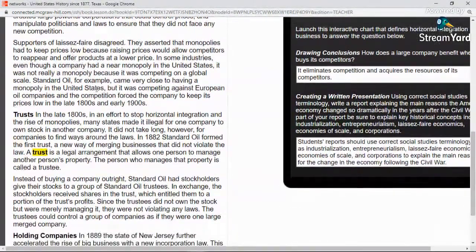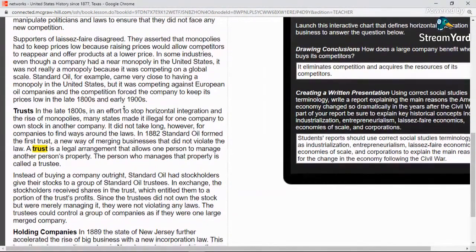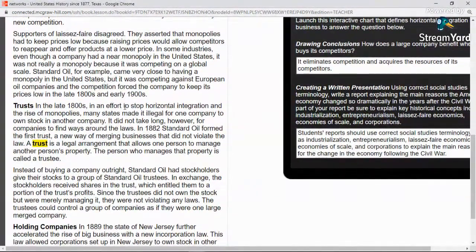People that supported laissez-faire disagreed. They said, hey, monopolies had to keep prices low because if they didn't keep their prices low, competitors would come with a lower price. And also, if a company was a near monopoly, it wasn't really a monopoly because it was competing on a global scale. Okay, so my oil company, even though I own all the different oil companies in America, it's not really a monopoly because, hey, Europe has oil companies too.